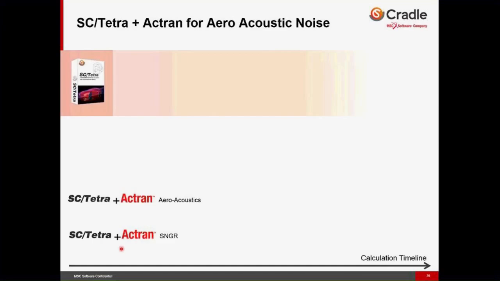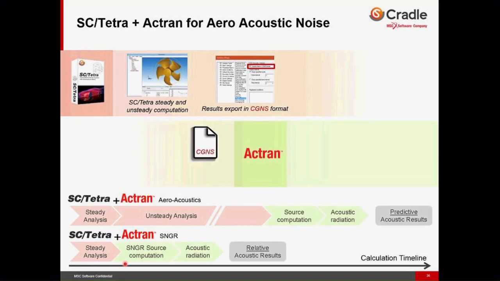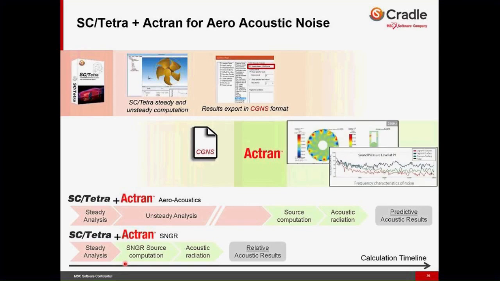Since I mentioned Actran, I just want to give you a feel of how the coupling between Actran and SCTetra works. First of all, when you have a geometry, you start with the CFD, SCTetra. You simulate using CFD and export into a so-called CGNS file, and give this CGNS file to Actran, and Actran can regenerate the noise source, and then it can simulate the propagation of the noise.